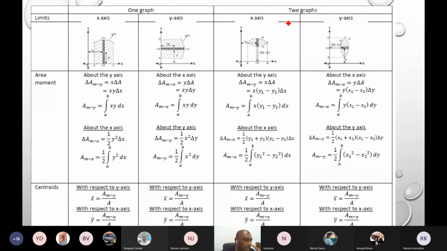Okay, so one of the things, let me just tell you a trick. If your limits are in the x-axis and you're looking for area moment about the y, your r is always x. If your limits are in the y-axis and you're looking for area moment about the x, your r is always y. It's kind of things that I myself already know. I taught myself that and I know it so well.